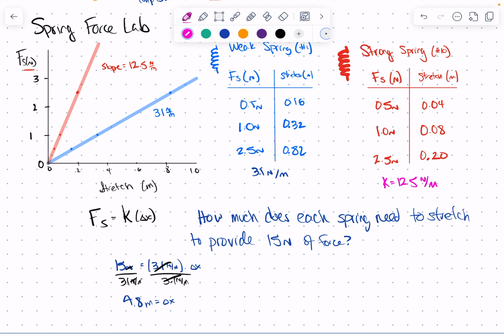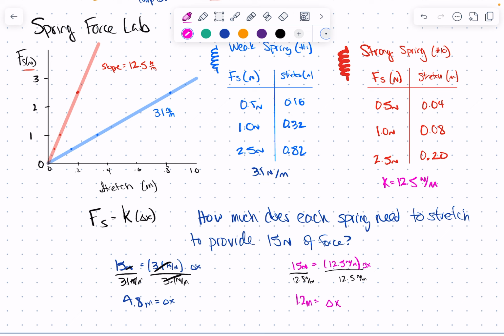Now, if we look at the strong spring, we can set this same equation up as well. Again, 15 newtons. This spring has a constant of 12.5 newtons per meter. And again, if we solve for this, dividing each side by 12.5 newtons per meter, 15 divided by 12.5 gives us 1.2 meters.